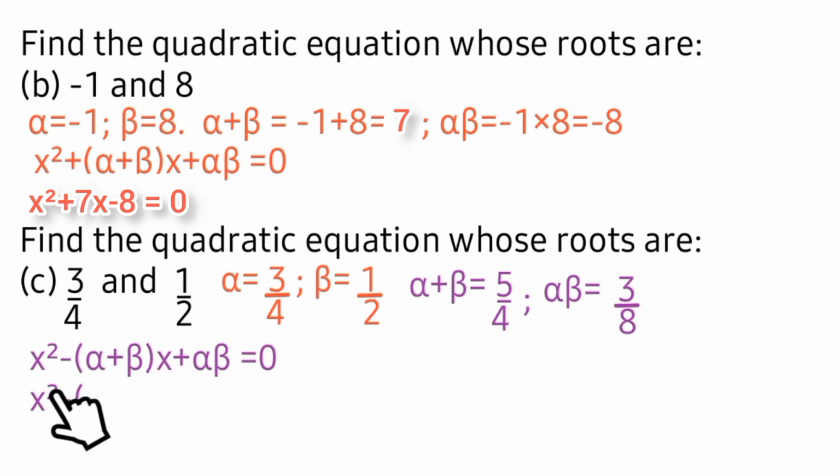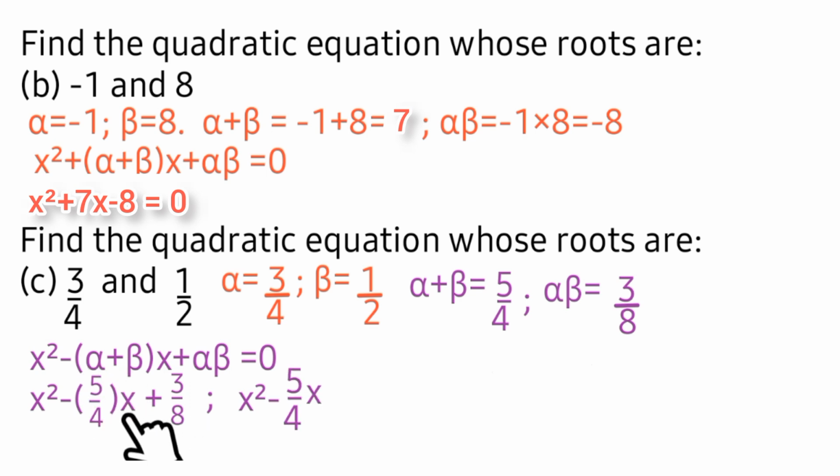We have x squared minus, alpha plus beta value will get 5/4, then x plus, alpha beta value is 3 over 8. So we have x squared, positive 5 over 4 multiplied by negative. So we have negative 5 over 4 x and then plus 3 over 8 equal to 0.